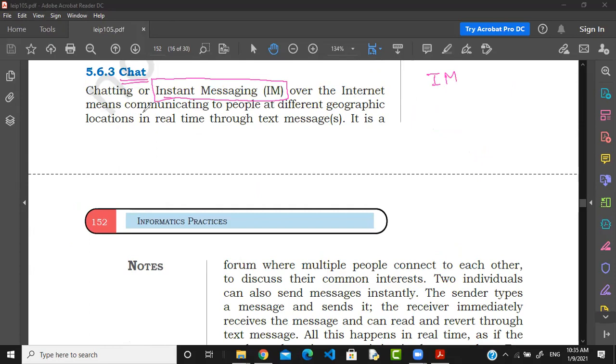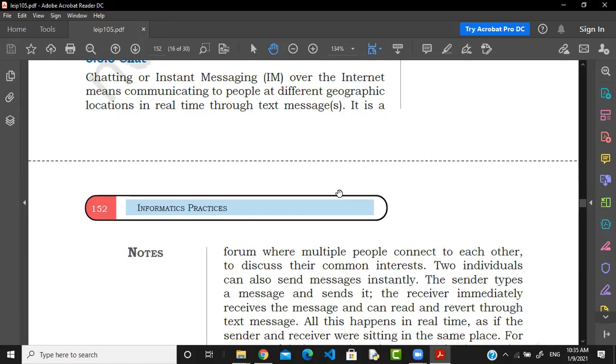Okay, what is the meaning of chatting? Chatting is over the internet, means communicating with people at different geographic locations in real time. We want to communicate with people in real time through text messages. I am sending the message to you, you are receiving the message immediately. You are sending the message to me, I am receiving the message immediately. This is called real time communication. Means we are doing the real time class right now.